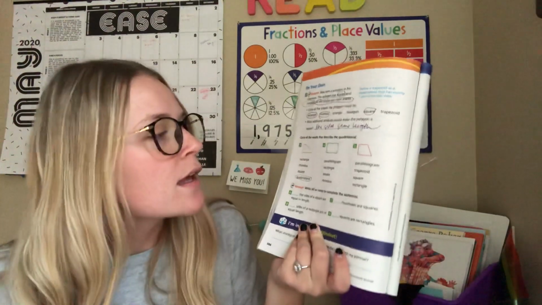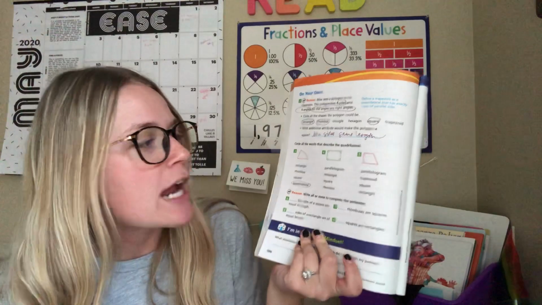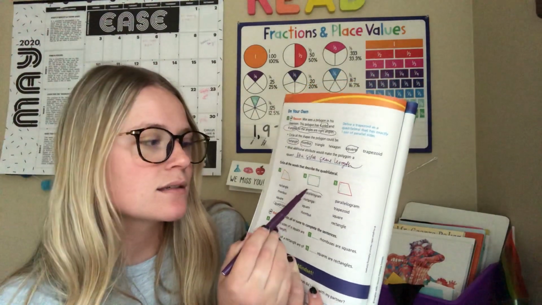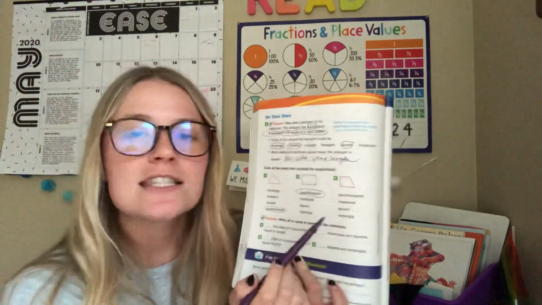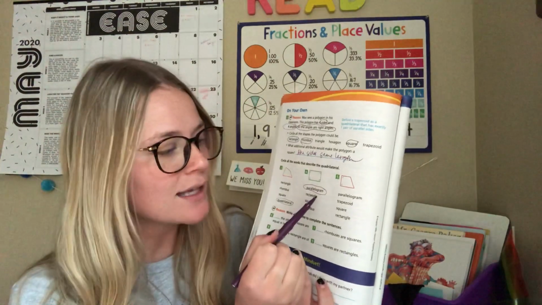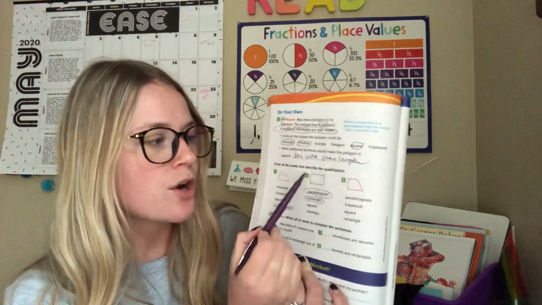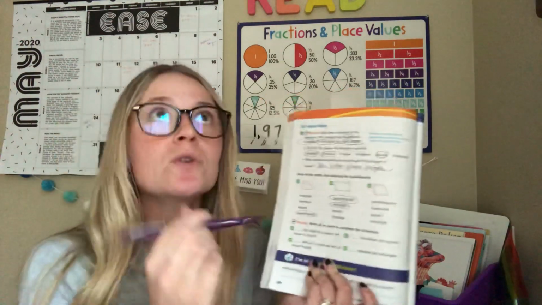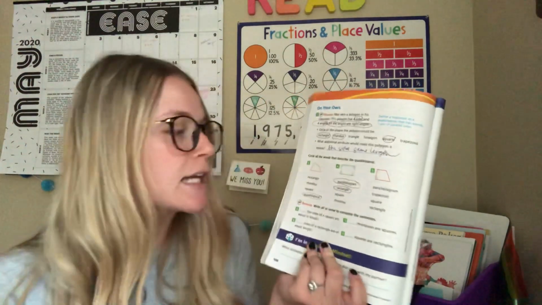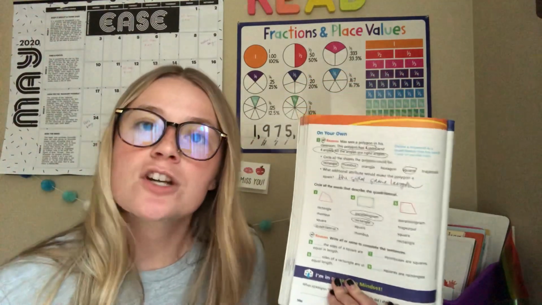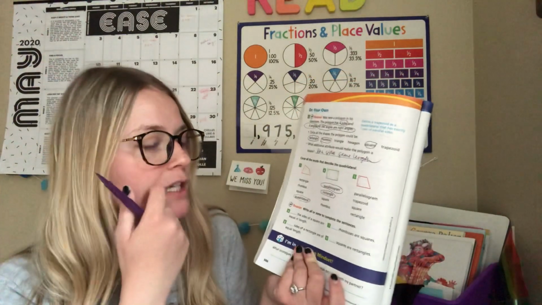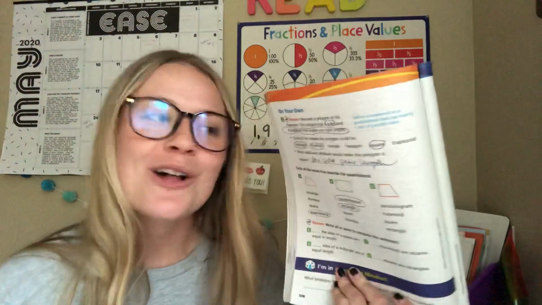Number 4. So is this a parallelogram? Yes, because it has 2 sets of parallel sides. Is this a rectangle? Yes, because there are 2 sets of sides that are equal in length. Is it a square? No, because the sides are not all equal. Is it a rhombus? No, because the sides are not all equal.